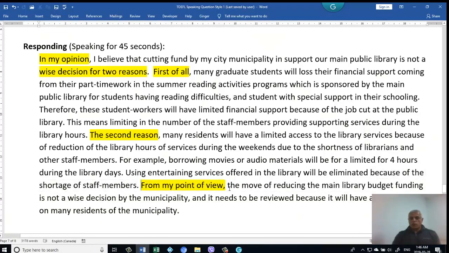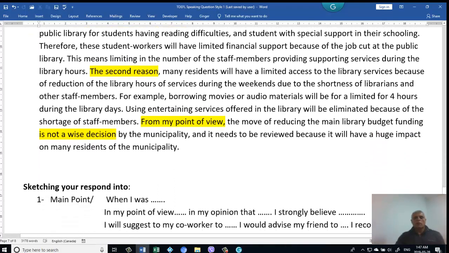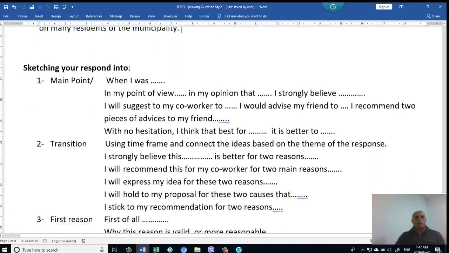From my point of view, the move of reducing the main library budget funding is not a wise decision by the municipality, and it needs to be reviewed because it will have a huge impact on many residents of the municipality. Okay, let's go to the next one.